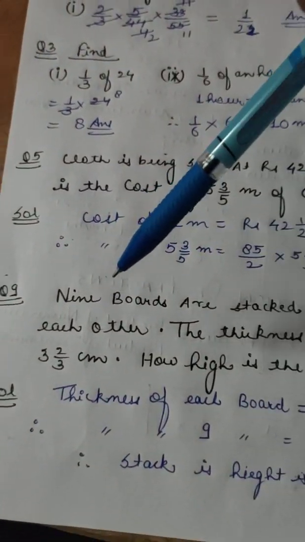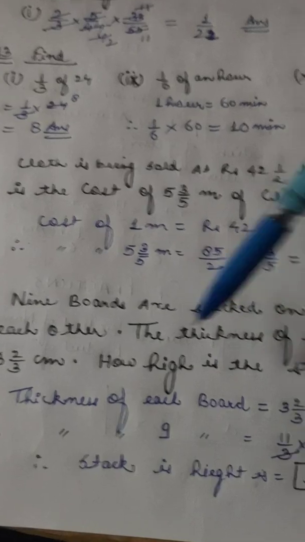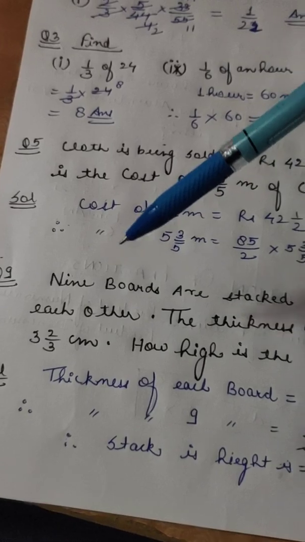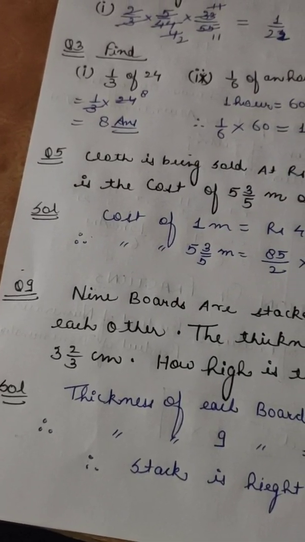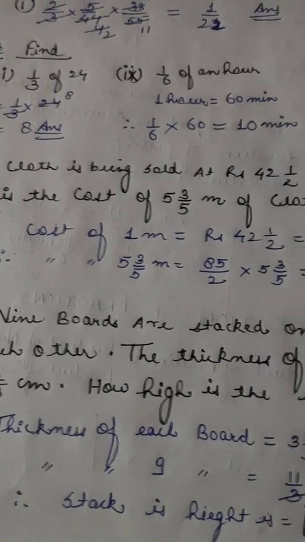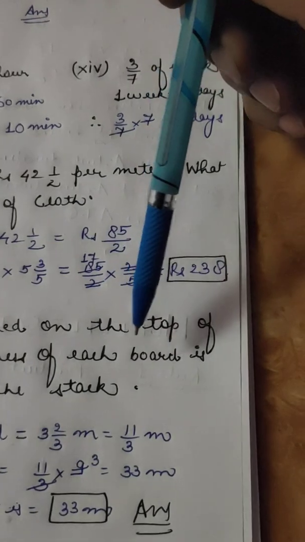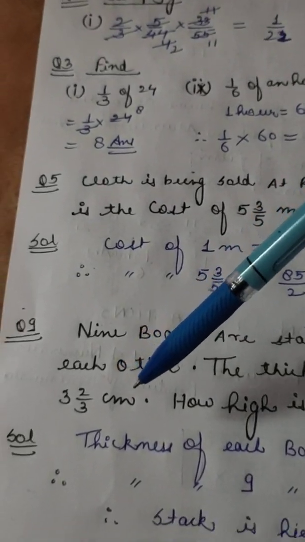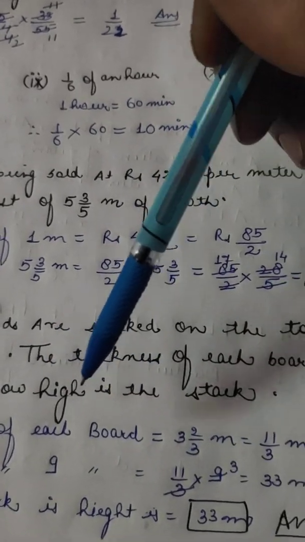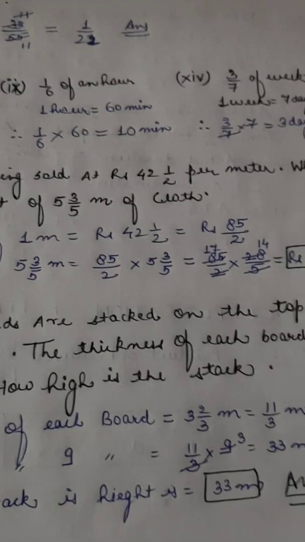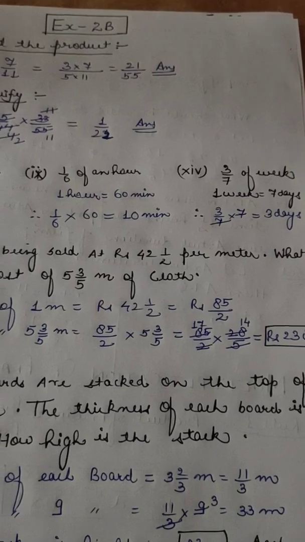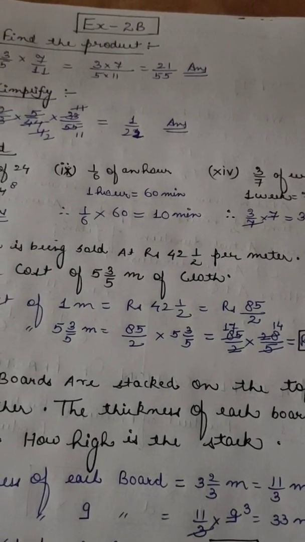Next question is also a language problem. 9 boards are stacked on top of each other. There are 9 boards. All of you have seen boards, cardboard. Here it is talking of cardboard. So cardboard is having certain thickness. The thickness of each board is given to you as 2 by 3 centimeter. You have to find how high the stack is. You have to find the thickness of these 9 boards placed one on top of the other. What is the total height?